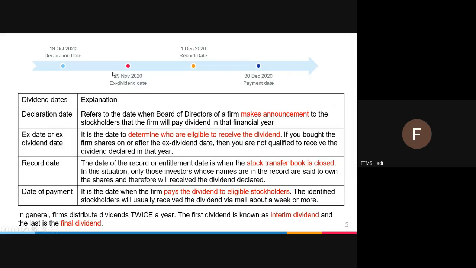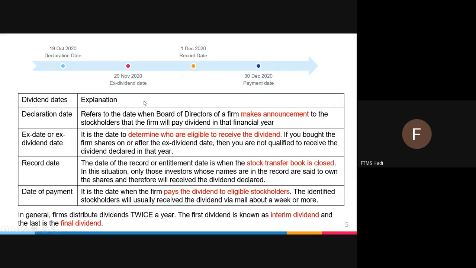Let's say this ex-dividend date is 29 November. Whoever invested or purchased shares before 29 November 2020 is qualified and entitled to receive the dividend. And whoever invested or purchased shares after 29 November is not eligible this year. Instead, they will receive the dividend on 29 November 2021.